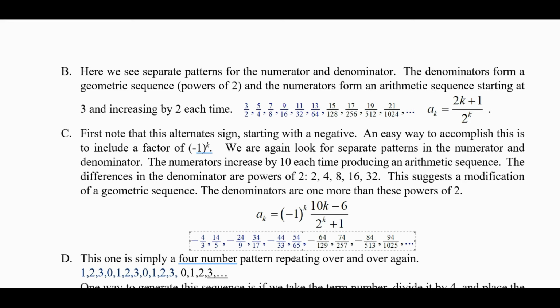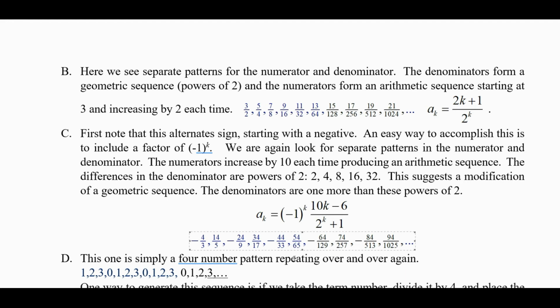Okay, wait a minute. That's 2, 4, 8, 16, 32. Those are the powers of 2. When you have a geometric sequence, its differences will in turn be a geometric sequence. So this suggests that maybe we have a geometric sequence.